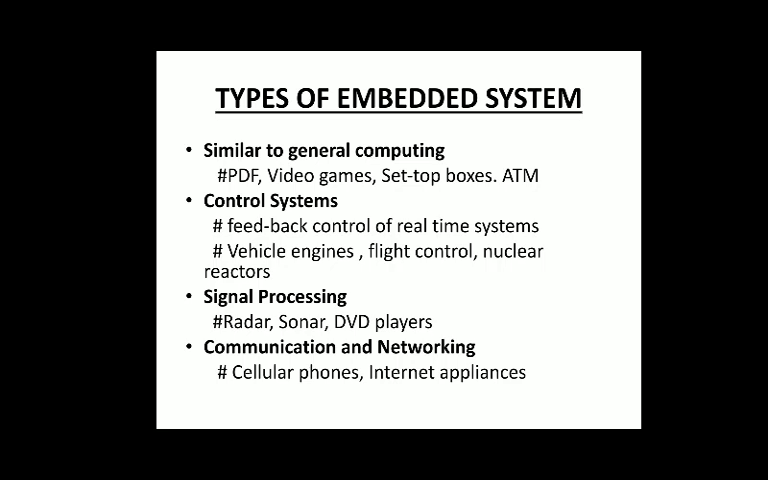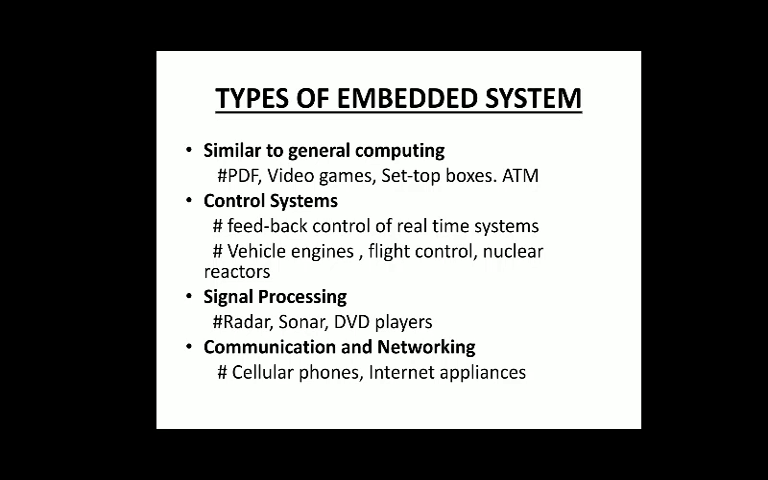Control systems are also used in vehicle engines and nuclear reactors. Suppose in a nuclear reactor you have to keep the temperature at certain levels. We do that with the help of control systems. There is a sensing element in the nuclear reactor that senses the temperature, and once the temperature is higher than expected, it cools down the system until the desired temperature is reached.